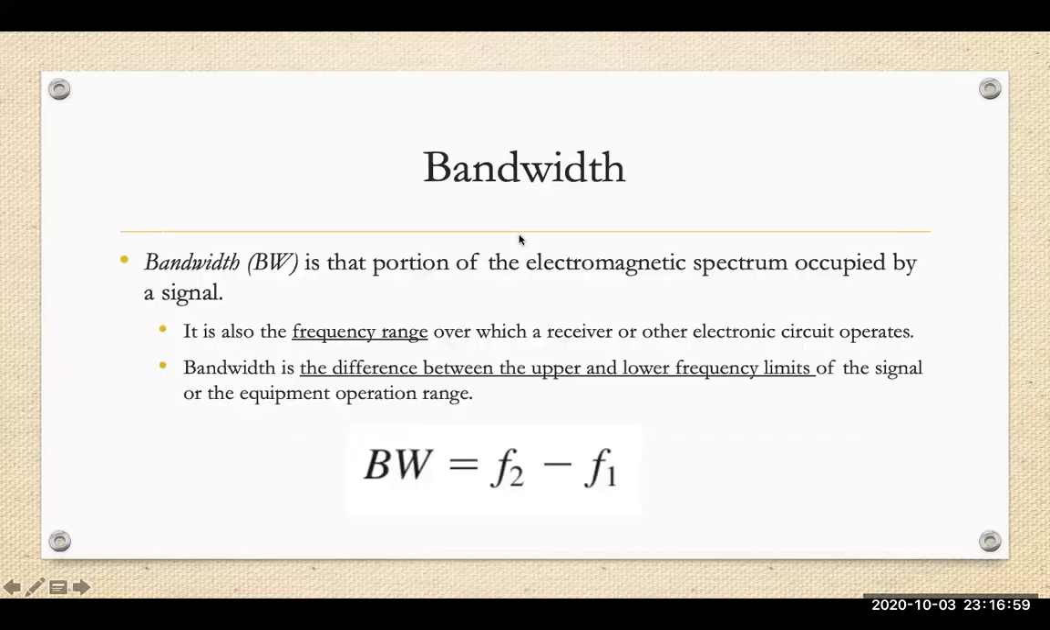Now the next important formula that we are going to learn is the bandwidth. Bandwidth is that portion of the electromagnetic spectrum occupied by a signal. It is also the frequency range over which the receiver or other electronic circuit operates. Again, bandwidth is the difference between the upper frequency and lower frequency limits of the signal. So this is the formula: bandwidth is equal to f sub 2, or the upper frequency, minus f sub 1, or the lower frequency.